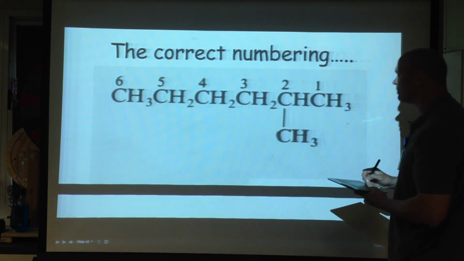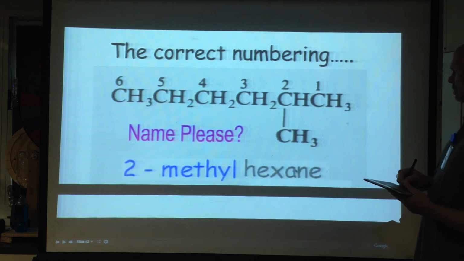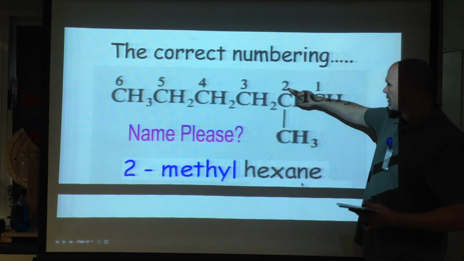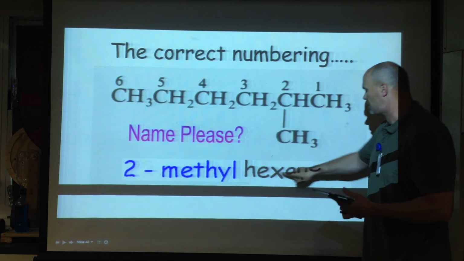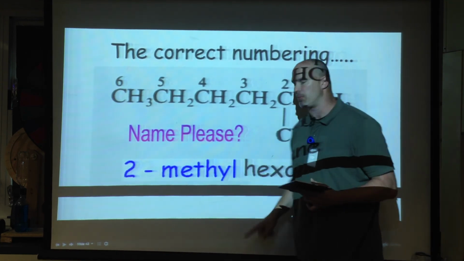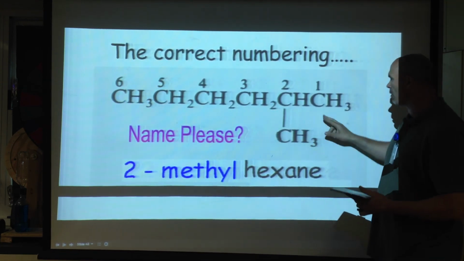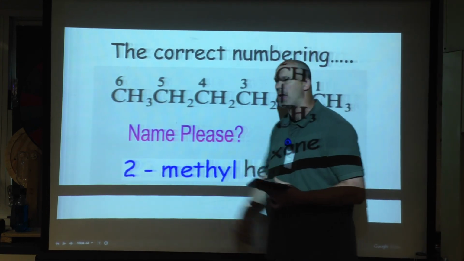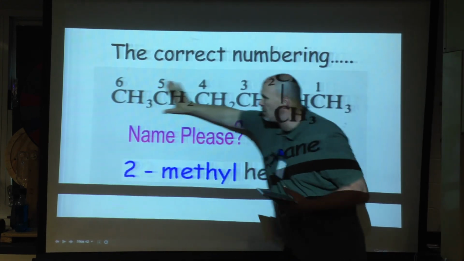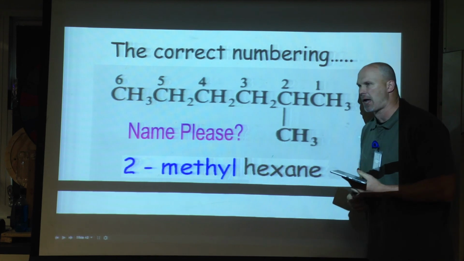So the name of this is 2-methylhexane. On the 2nd carbon of my hexane, I've got a methyl group, a 1-carbon group. You can't call this 1, 2, 3, 4, 5, 6, 7 a heptane. Longest continuous chain, and then you see what's attached to it.